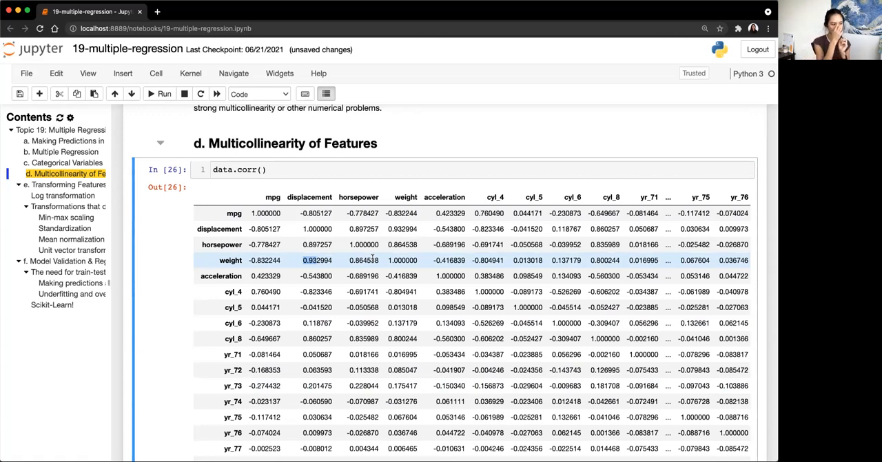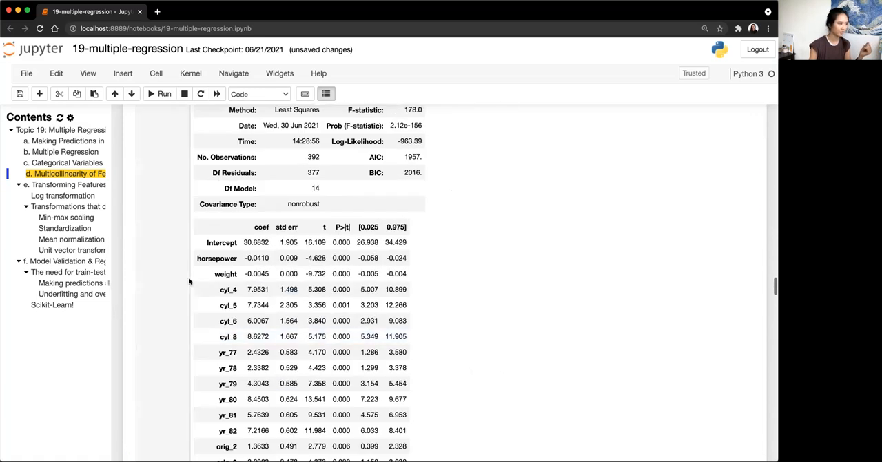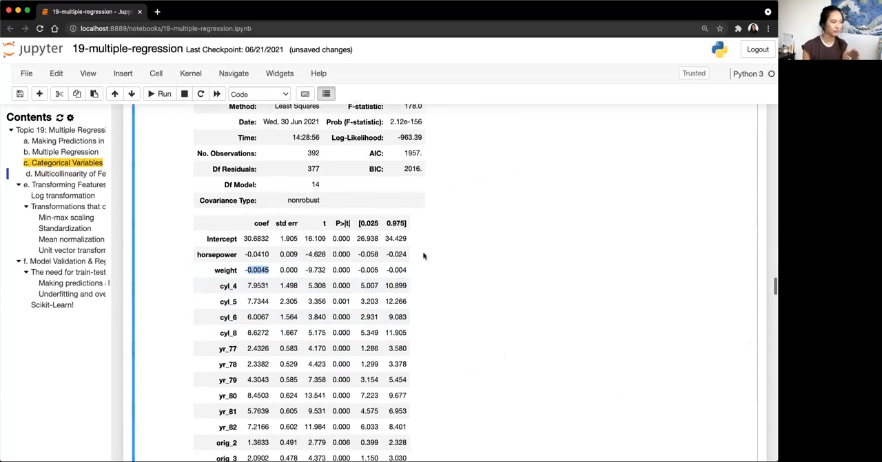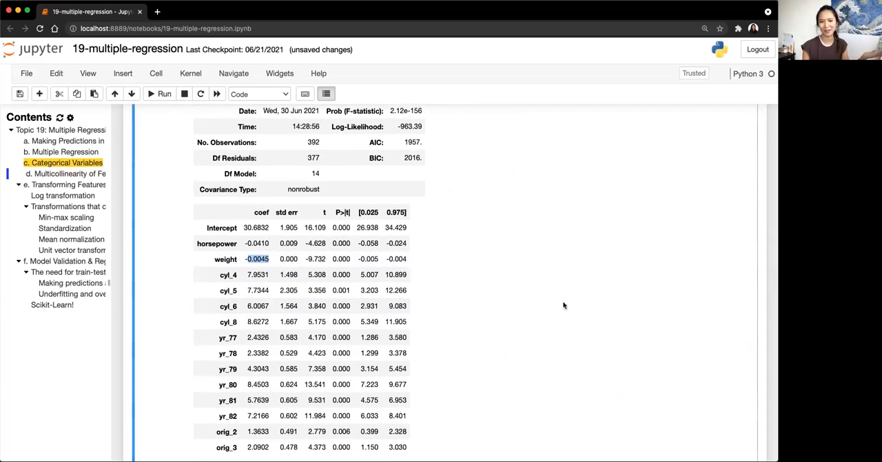So imagine we get some coefficient for weight. And in this case, we have a coefficient of negative 0.0045. So I'm just going to assume pounds.